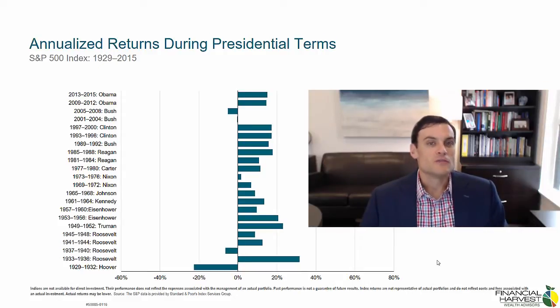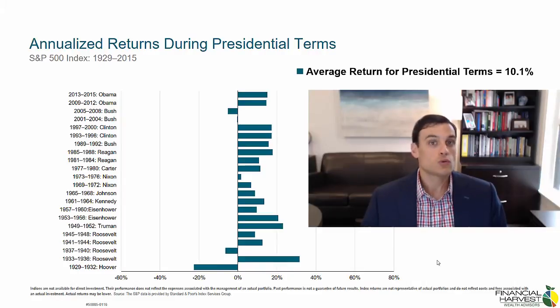So the other big takeaway from this is 19 out of 22 are positive, and when you average them up for all 22, the average return during the 4 years has been over 10%. Strong performance regardless of who is elected and what's going on at the time with the election.